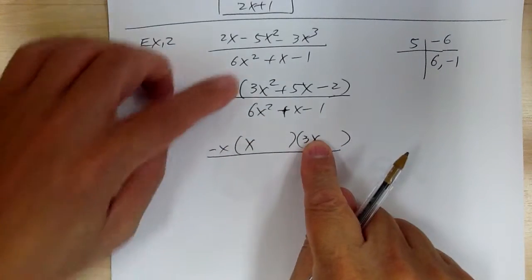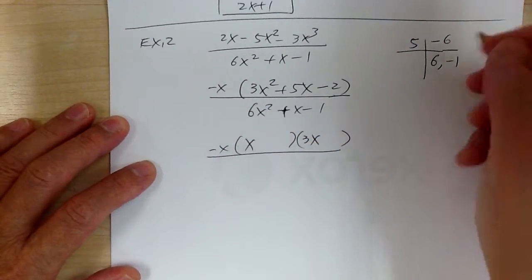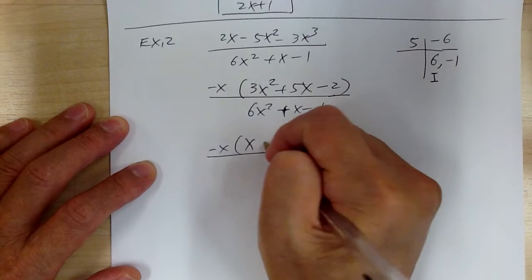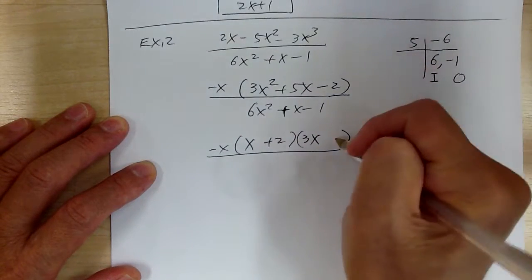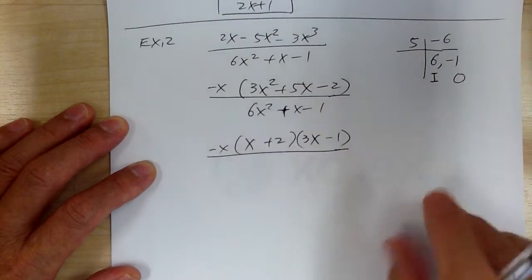You have to do the F first. So this would be the inside. So it would be plus 2. 3 times 2 gives you 6. That's the inside. So this would be the outside, minus 1, right? So that takes care of the top.